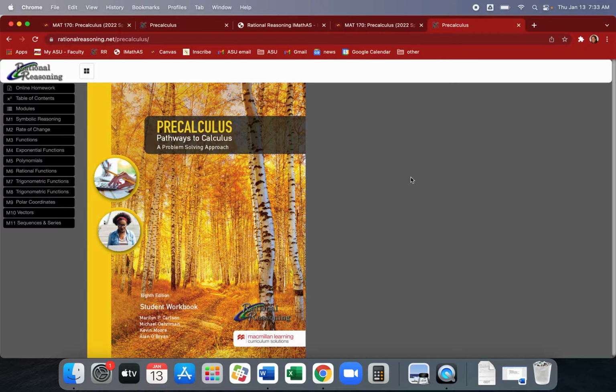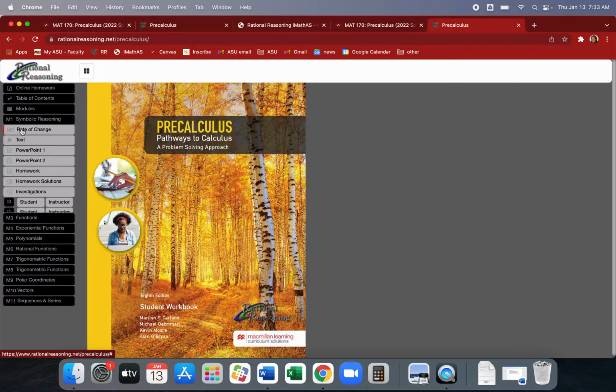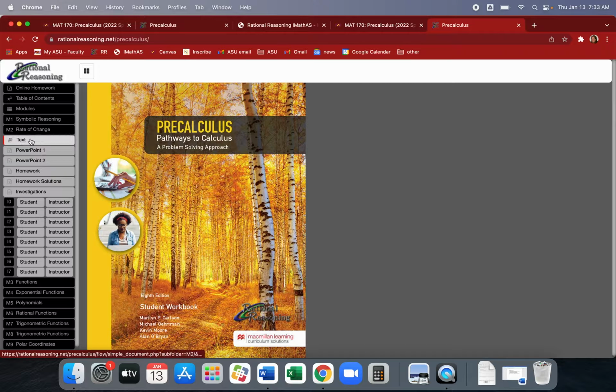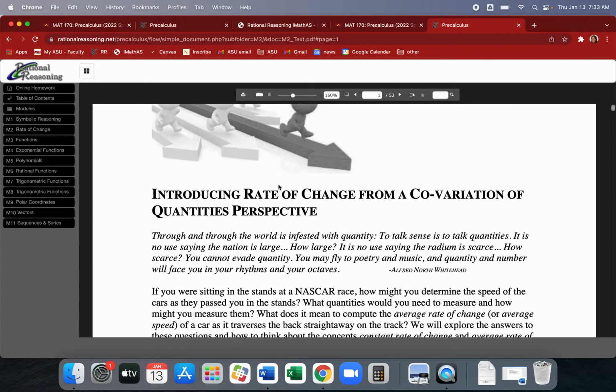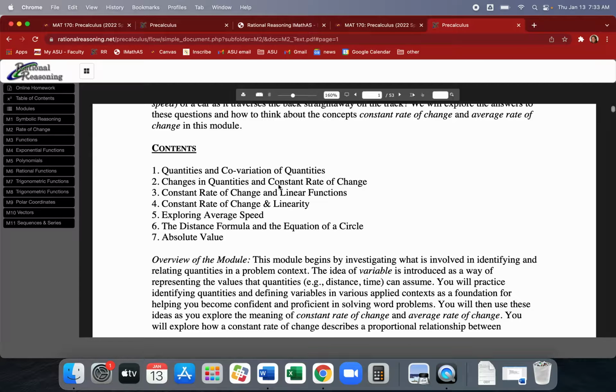It looks like this. This is your workbook. But there's other stuff on here in addition to what's in the workbook. You can see the text itself. There we go. And we're working in Module 2 right now. Like I said, this text is also used at some area high schools, and they start with Module 1 and do all of them, so we're just doing 2 through 8.